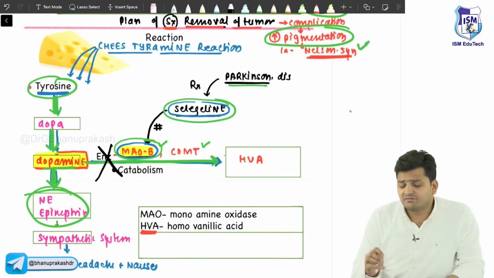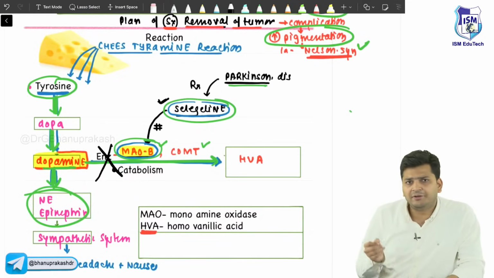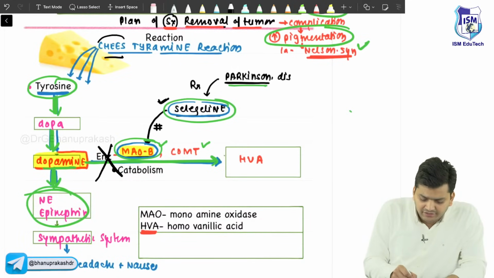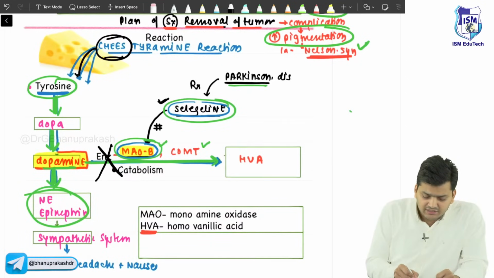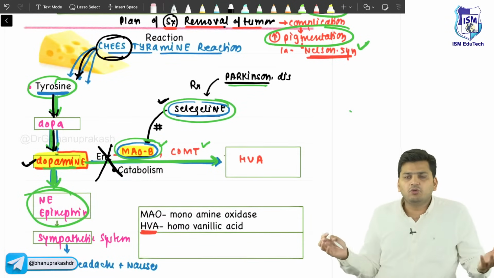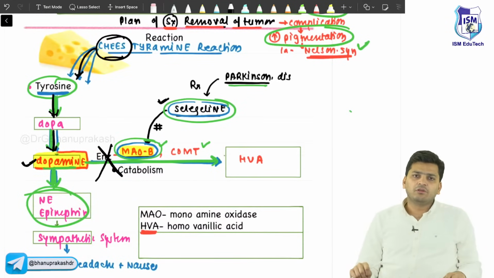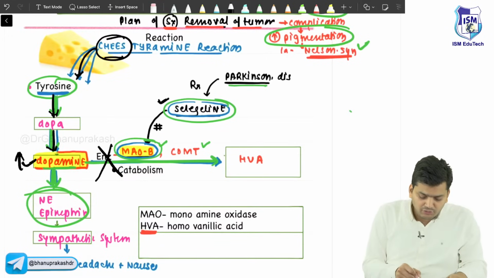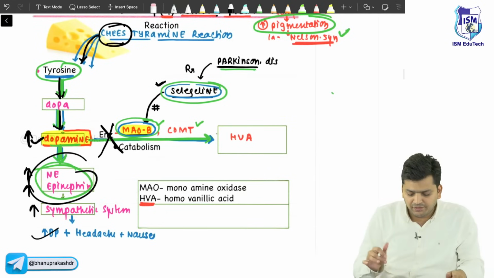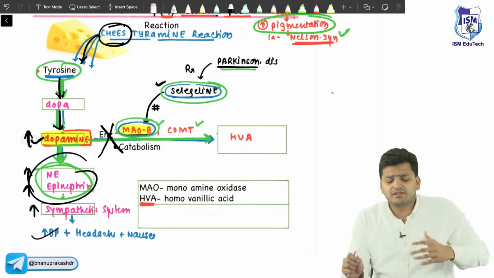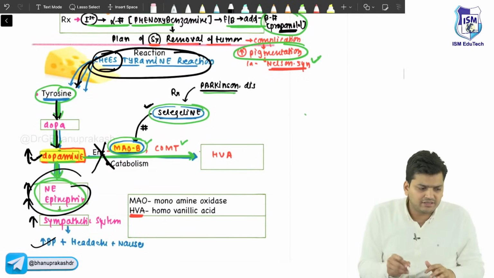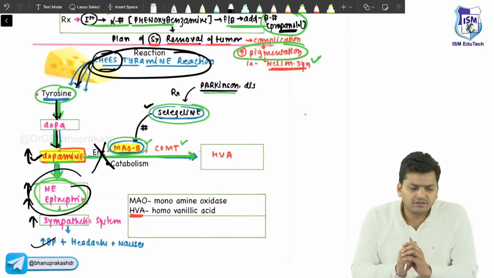And by chance, if someone is taking a MAO-B inhibitor and on top of that he eats cheese, which contains a lot of tyrosine and tyramine, the tyrosine will come, it will convert into dopamine, but now the dopamine cannot be broken down. It will increase. A lot of increase in dopamine will increase the norepinephrine and epinephrine, and the patient will have an increase in blood pressure, headache and nausea. After eating cheese, the patient is having these symptoms. This is called the cheese-tyramine reaction.